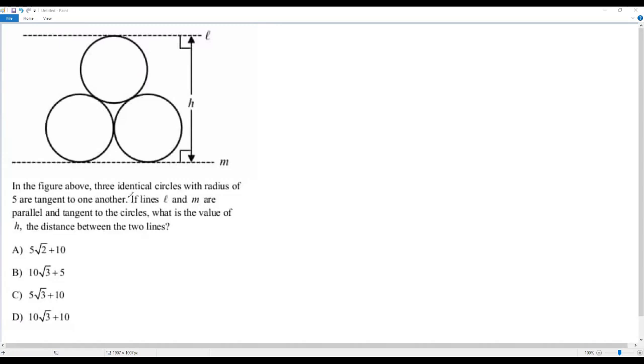Okay, in my first step, I'm going to connect the centers of all the three circles with line segments. Okay, let me do it. Here I have connected the centers of all the three circles with line segments.